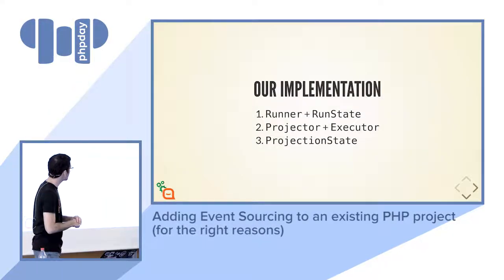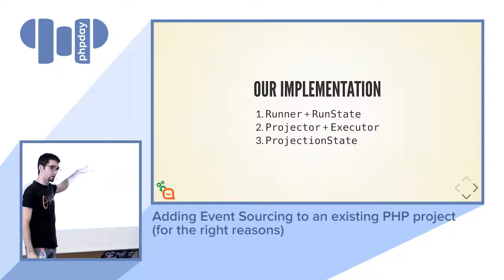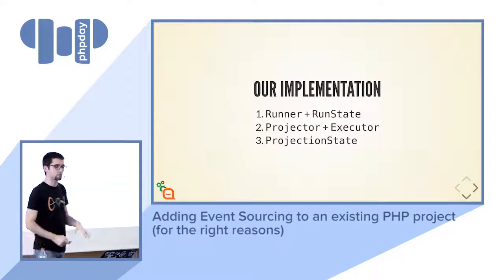And our implementation is like that. It's in 3 steps. We have a runner and a run state. We have a projector plus executors and a projection state. So let's dig into the code.